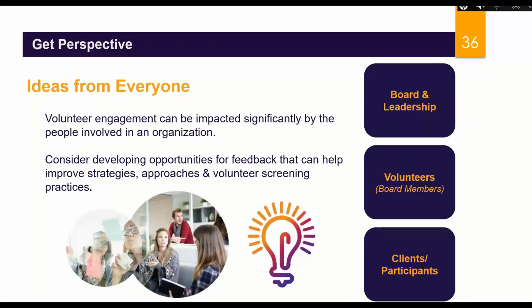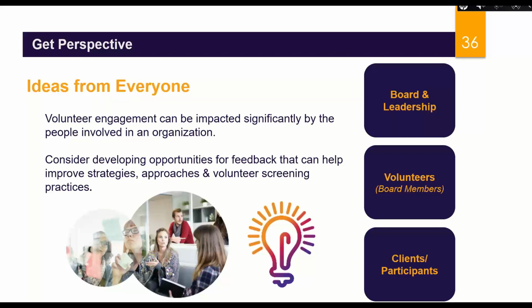So as we've been saying throughout the entire presentation, ideas from everyone is really important. You want to get perspective from everyone. We're highlighting the same people as we did in the first key: the board and leadership, the volunteer managers themselves and staff members, the volunteers, and then the clients and participants as well. You really want to get a holistic view of your policies, and to do that, you need to talk to various people engaged in different levels of your programs and services.